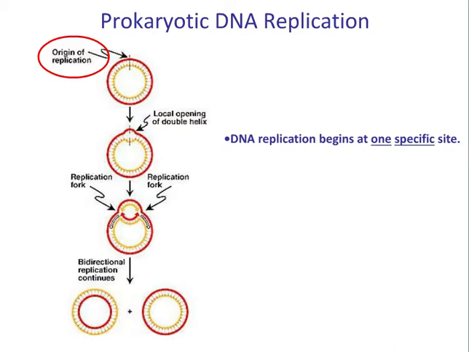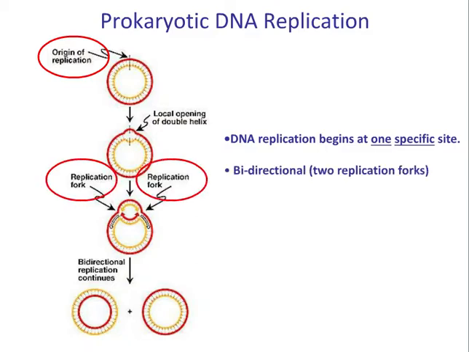DNA helicases unwind the DNA in both directions, forming two replication forks. DNA synthesis proceeds in both directions, so it is referred to as bidirectional. When replication is completed, there are two closed circular chromosomes, each with one strand of parental DNA and one strand of newly synthesized DNA. Therefore, the mechanism is semi-conservative.